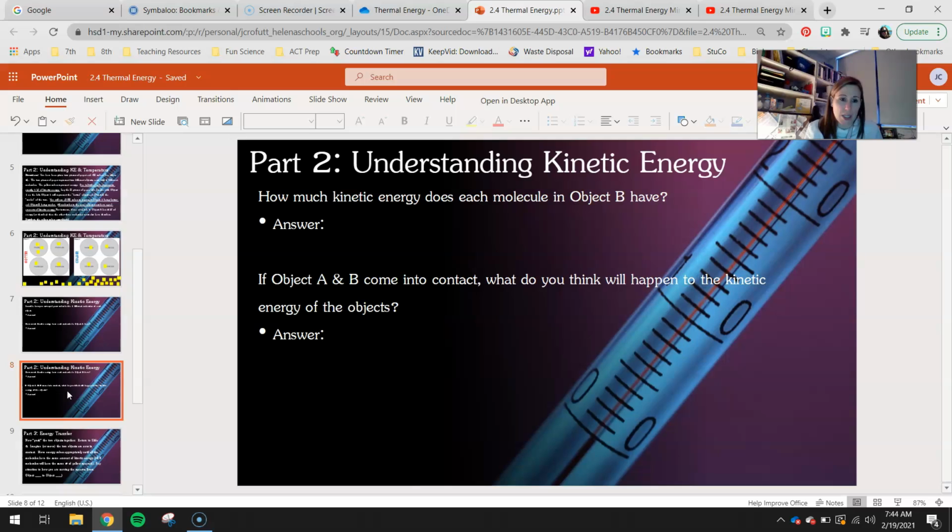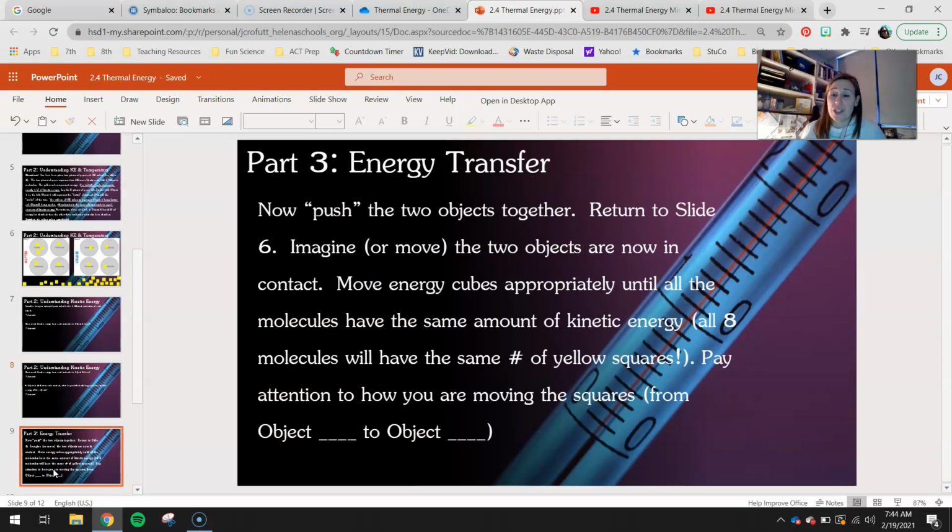Same question, different object. And then finally, if object A and B come into contact, what do you think will happen to the kinetic energy of the object? So what do you think would happen to the kinetic energy of A? And what do you think would happen to the kinetic energy of B if those 2 objects came into contact and we were allowed to transfer energy? All right. Part 3 gets us started into this concept of energy transfer.